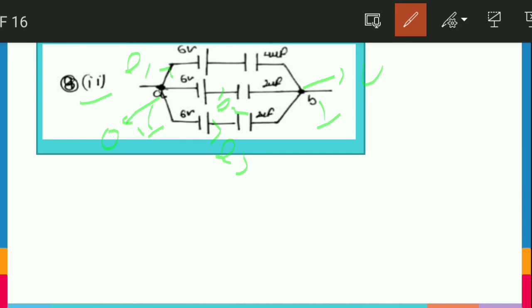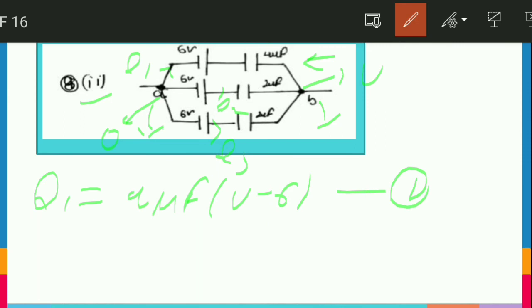Again, writing the Q equals CV equation one by one. Let's say for this 4 microfarad capacitor, what can we write, friends? Q1 equals 4 microfarad into the potential difference around it. Can you see? It will be equal to V minus 6. This is our first equation. Similarly, Q2 equals how much? 2 microfarad into V minus 6. Friends, actually I have made a mistake. It is 12 volt. So V minus 12. This is now our correct one.